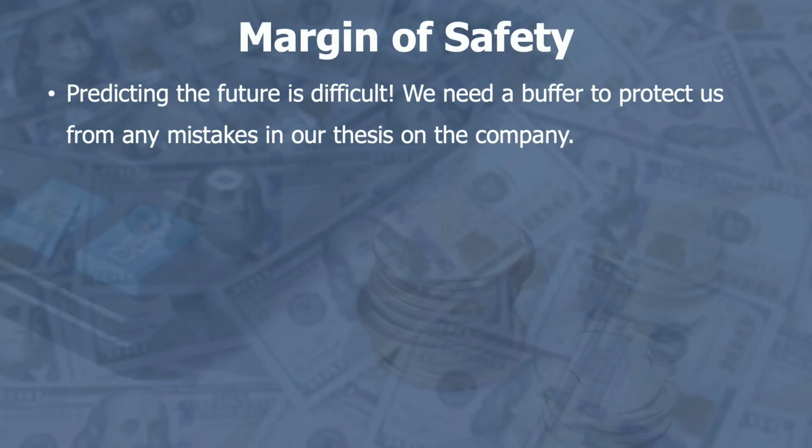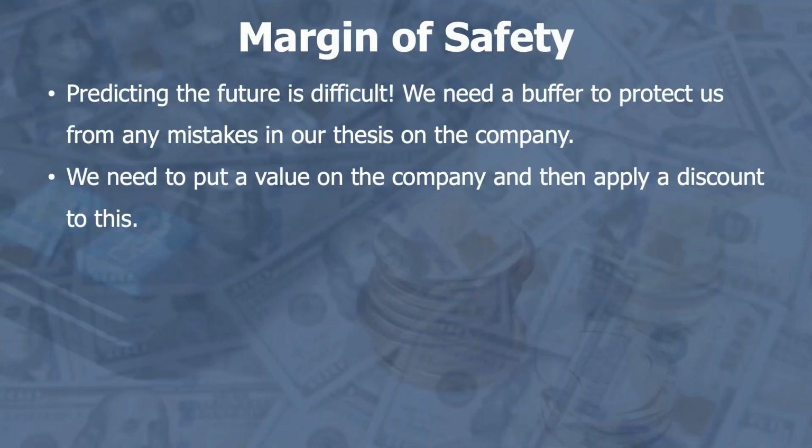Predicting the future is very difficult, so we need a buffer that's going to protect us from any mistakes in our thesis on the company. Ideally, we want to be in a situation where even if we get our valuations or our thesis of the company very wrong, we can still get out of that without losing money. So this is why we demand a large margin of safety, looking for something around the 50% mark. The key thing here is we need to work out the valuation, because without knowing the value, we don't know what we're going to pay and what's a reasonable margin of safety.